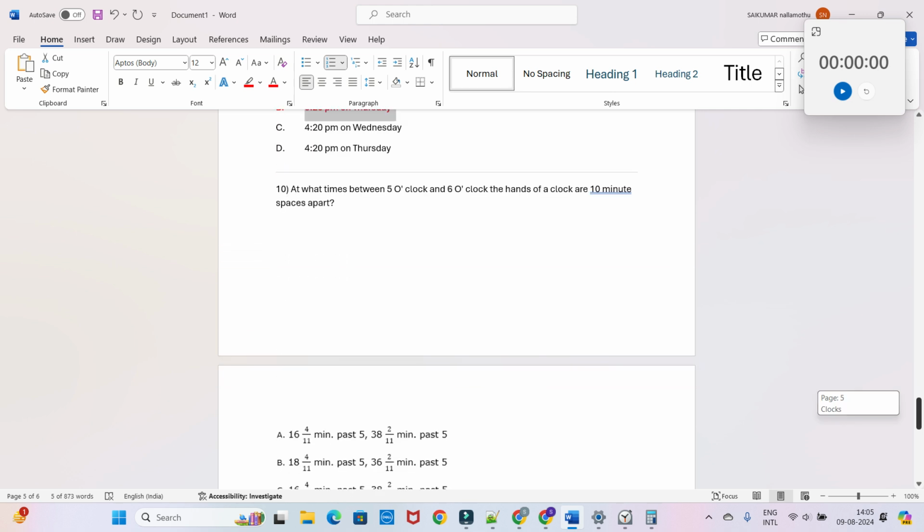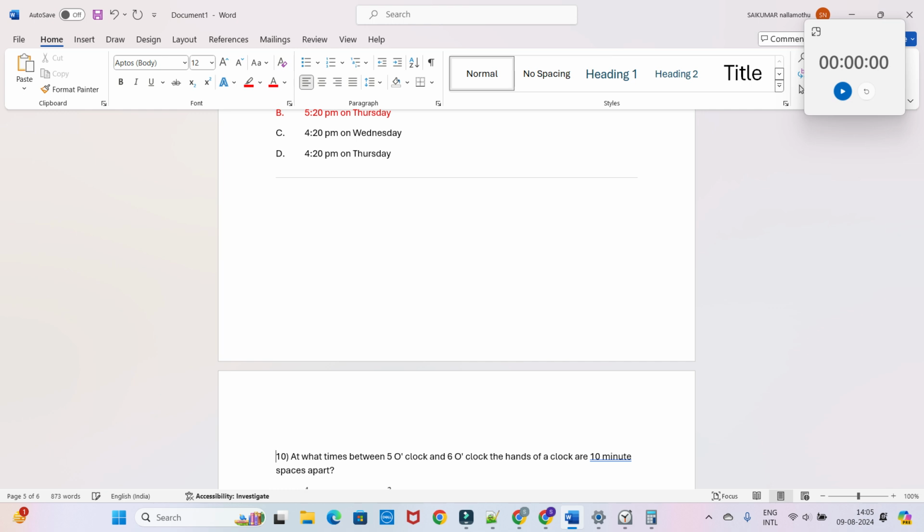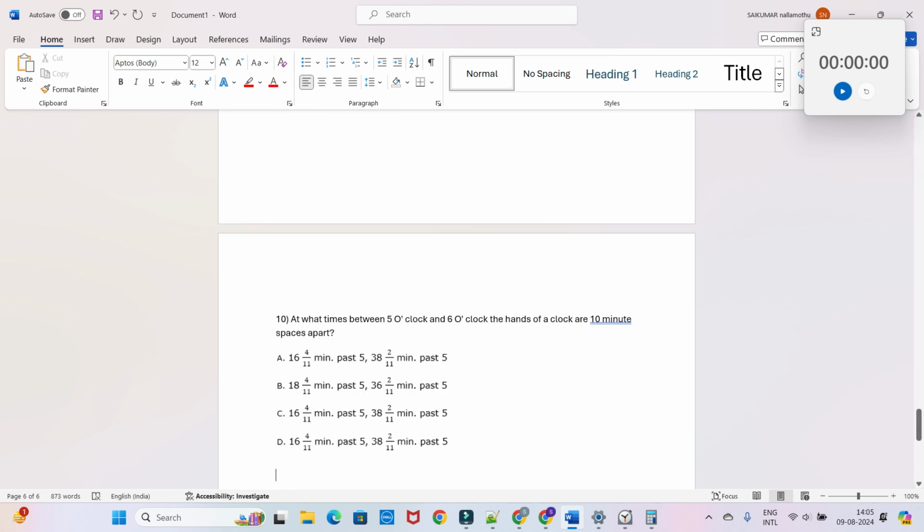Next, this would be the final question. So what is this question telling about? At what time between 5 o'clock and 6 o'clock are the hands of a clock 10 minutes space apart? Let's solve this.